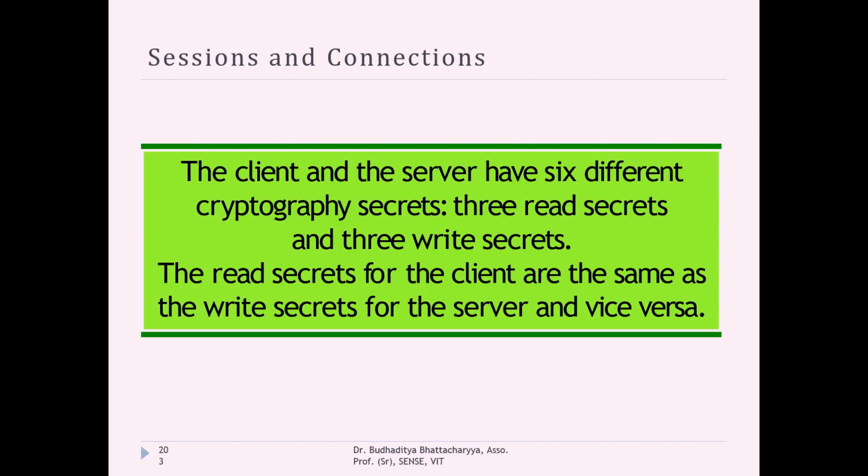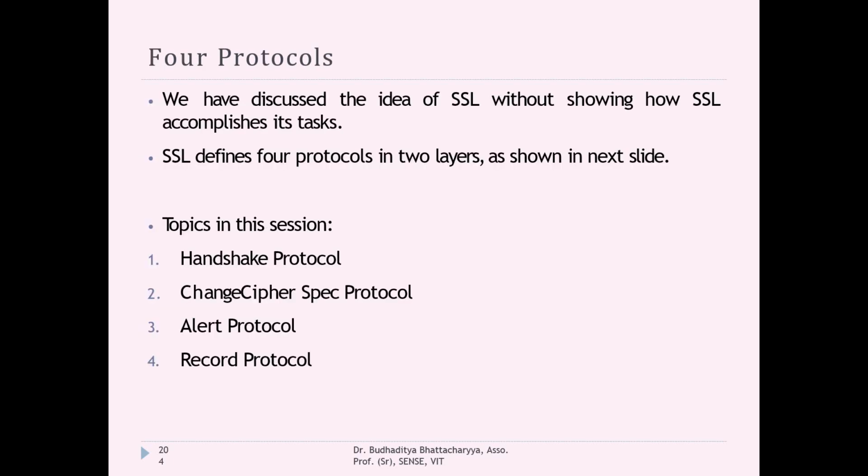You can see, as I told you, the client and the server have 6 different cryptographic secrets, 3 read secrets and 3 write secrets. 3 read means it is reading what is being sent to it. Suppose I'm considering the client: it is reading the 3 secrets from the server before authenticating it. The same goes for the server, as it is also writing its own encryption. It's sharing the exchange key as well as the encryption key. So, hash function, exchange key and the cryptographic key. That's what is mentioned.